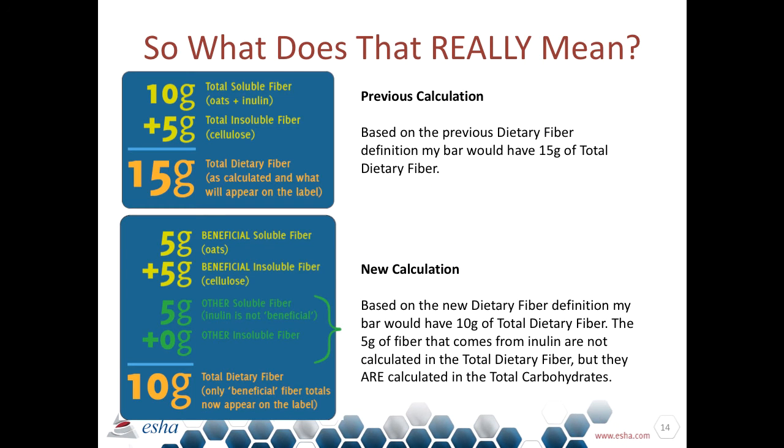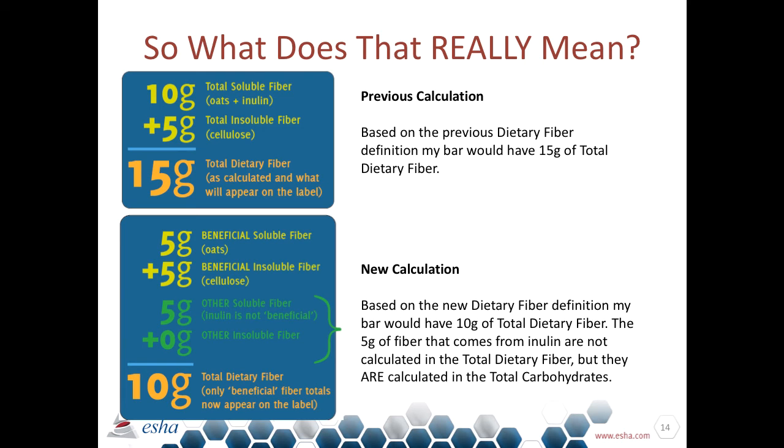So what does this really mean? Here's a great graphic that shows basically the same product going through a previous calculation versus the new calculation. So up here we have a product that is providing 5 grams of soluble fiber from oats, 10 grams of insoluble fiber, which is coming from inulin and cellulose. As per the old regulations, we didn't really have to go through this sort of educational process. So whatever was determined to be dietary fiber, that's what we ran with on our label. So we would have 15 grams of total dietary fiber, which would take into account the oats, the inulin, and the cellulose, all as dietary fiber on the label.